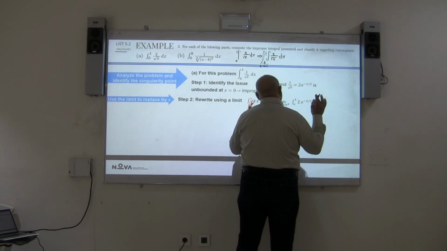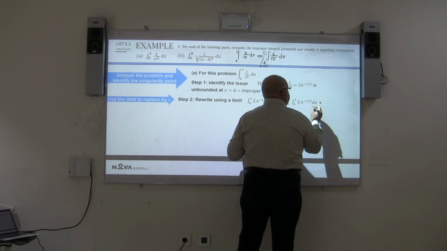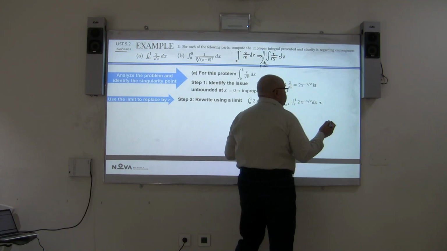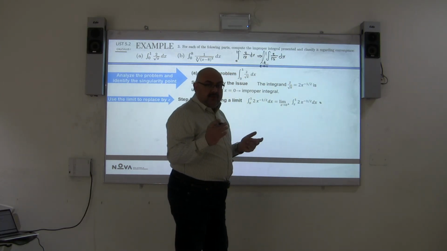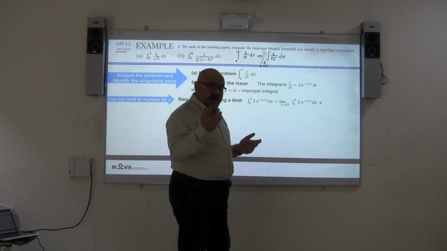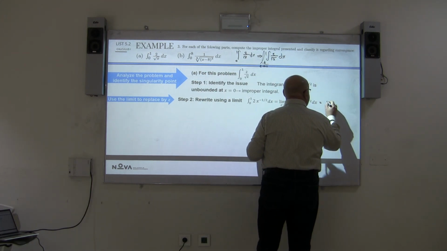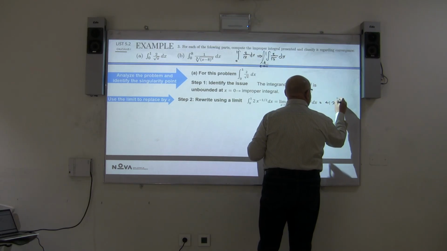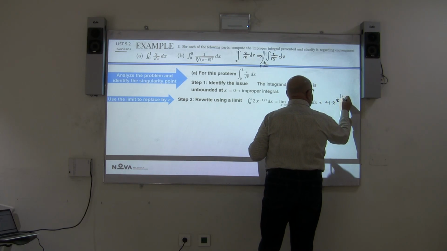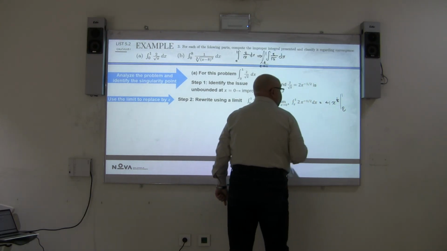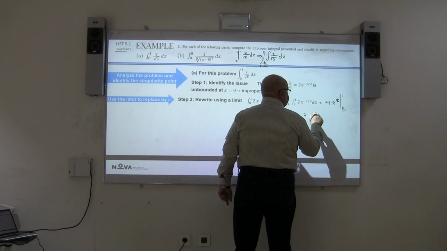Normally, I would do this part in my head. So integrating x to the power of negative half, all I have to do is increase the power by 1 and then divide by the new power. So the integration will be 4x to the power of half, as you can see. Then I will replace by the two values, which are 1 and epsilon.